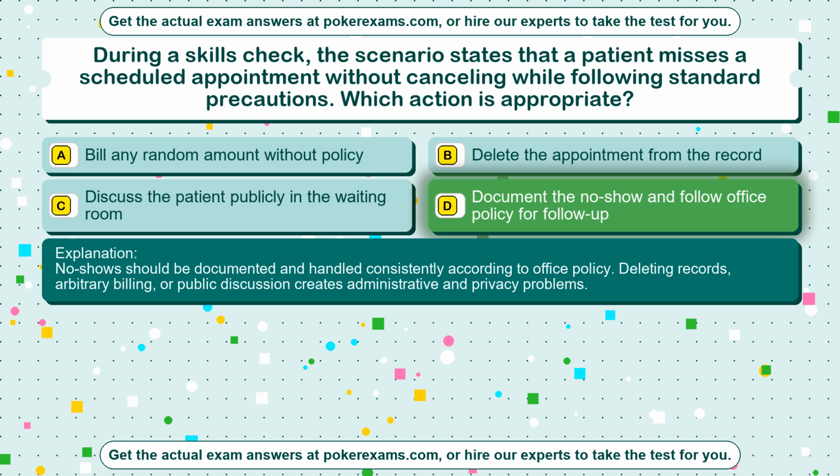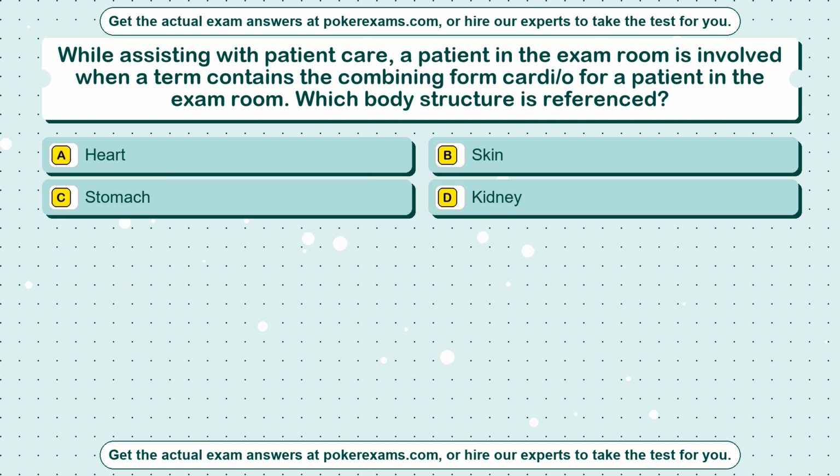Deleting records, arbitrary billing, or public discussion creates administrative and privacy problems. Question 75. While assisting with patient care, a patient in the exam room is involved when a term contains the combining form CARDI/O for a patient in the exam room. Which body structure is referenced?